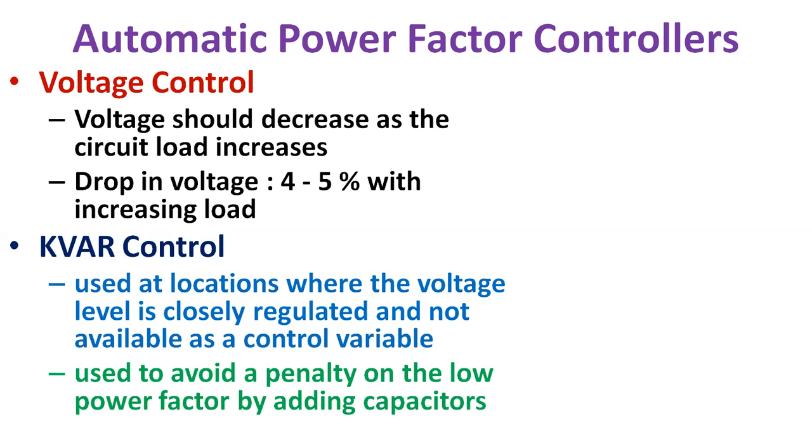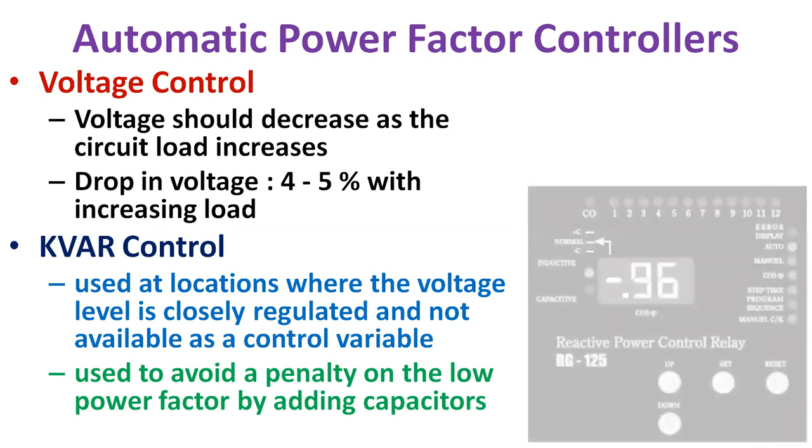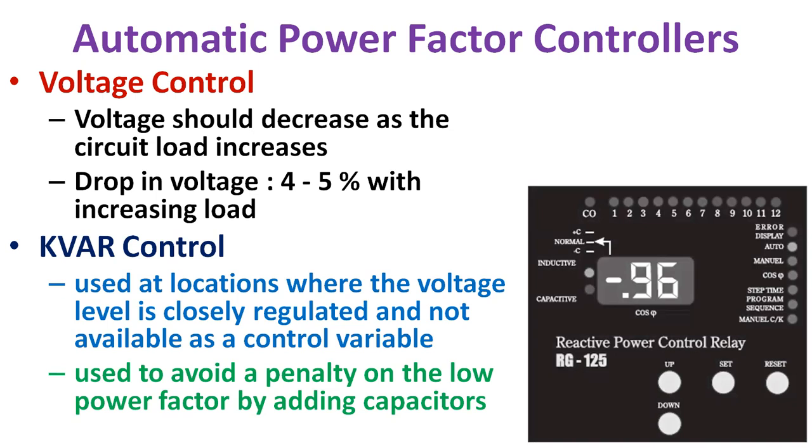kVAR sensitive controls, which are used at locations where the voltage level is closely regulated and not available as a control variable. The capacitors can be switched to respond to a decreasing power factor as a result of the change in system loading. This type of control can also be used to avoid a penalty on the low power factor by adding capacitors in steps as the system power factor begins to lag behind the desired value. kVAR control requires two inputs, current and voltage from the incoming feeder, which are fed to the PF correction mechanism, either the microprocessor or the relay.